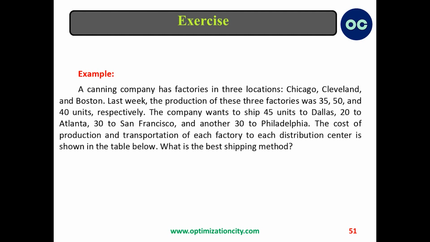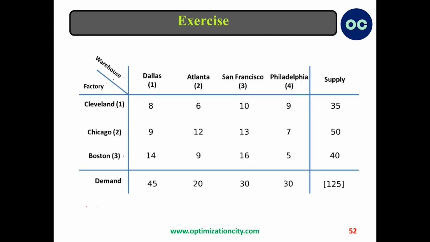To determine the cost optimal shipping method, we consider the production and transportation cost between each factory to the distribution center. The table below illustrates this cost. So we have the three factories in Cleveland, Chicago, and Boston, and the four distribution centers, which are Warehouse, Dallas, Atlanta, San Francisco, and Philadelphia. We have the supply and demand here. How can we solve this problem considering all the costs?